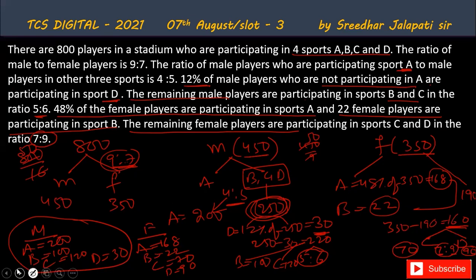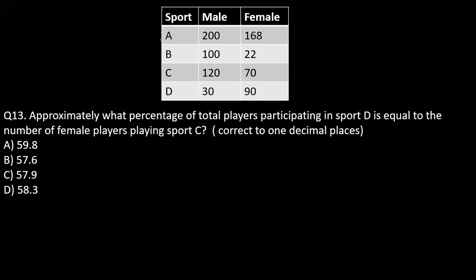Now here comes the 13th question. So this is what we got. Total male 450 and total female 350. Now, first question: approximately what percent of the total players participating in sport D, total 120, is equal to the number of female players playing sport C. Female players playing sport C is 70.